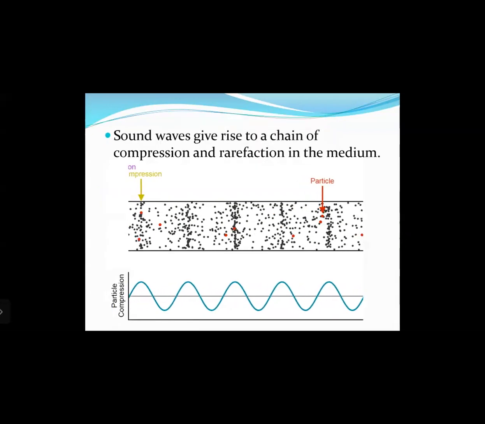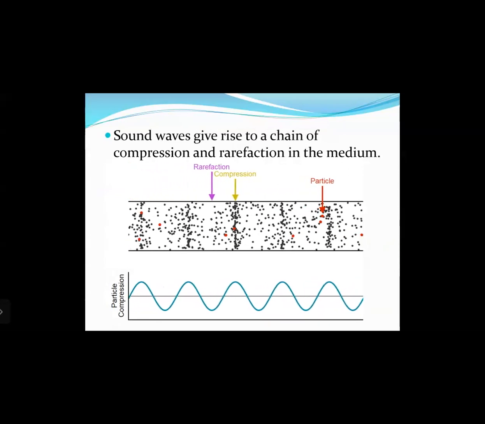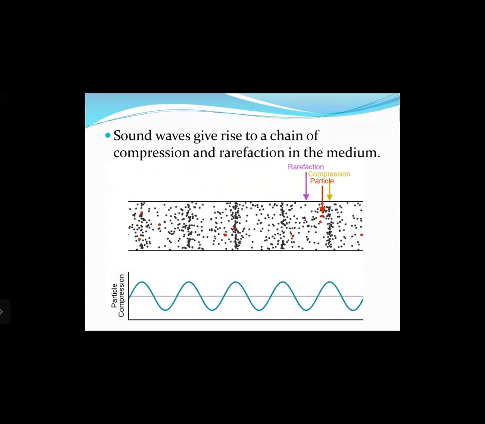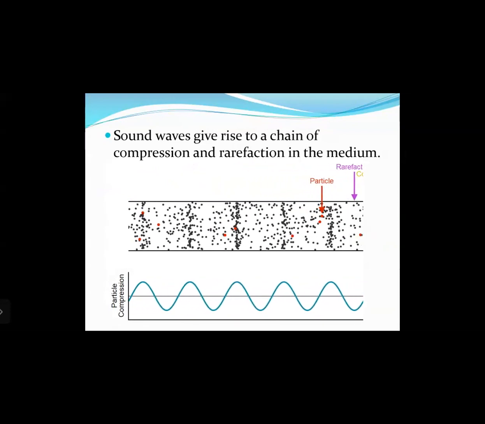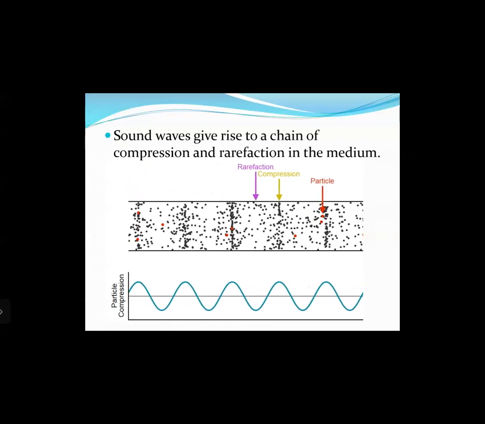Next, sound waves give rise to a chain of compressions and rarefactions of the medium, right? Compressions are regions of high pressure and rarefactions are regions of low pressure, right? As you can see, when a particle vibrates, these waves move away from the source of the sound in the form of alternate bands of compressions and rarefactions.